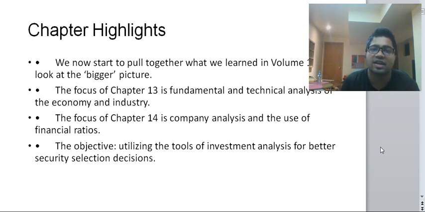The focus of chapter 3 is fundamental and technical analysis of the economy and industry. The focus of chapter 4 is company analysis and use of financial ratios. The objective is utilizing the tools of investment analysis for better security selection decisions.